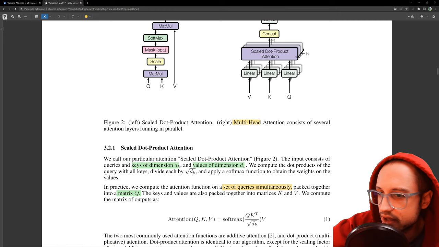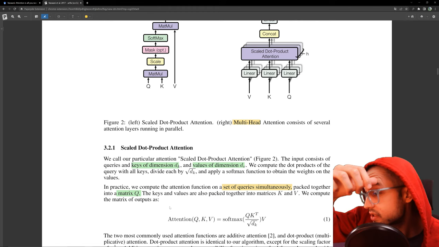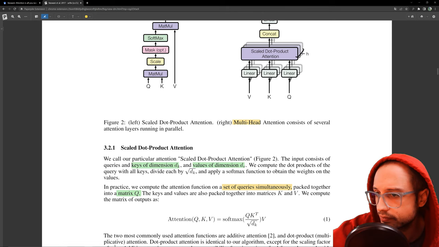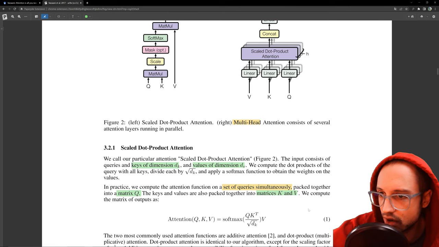We compute outputs as attention Q, K, V equals softmax. Okay, so you also have the keys and the values also in matrices, right? So you're also just kind of putting a bunch of them into the same one.